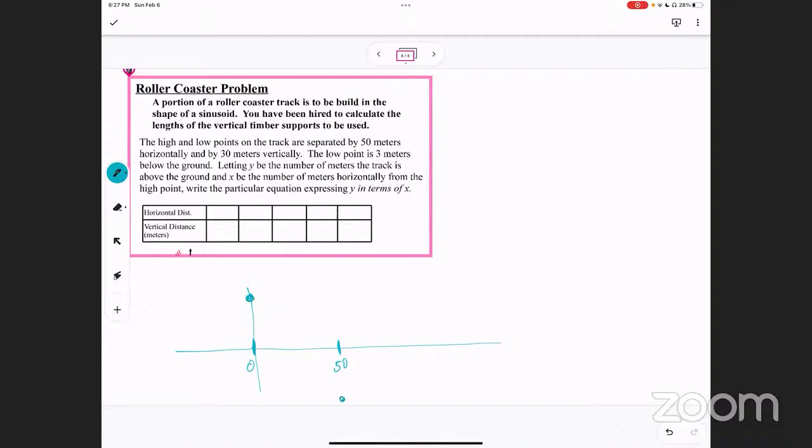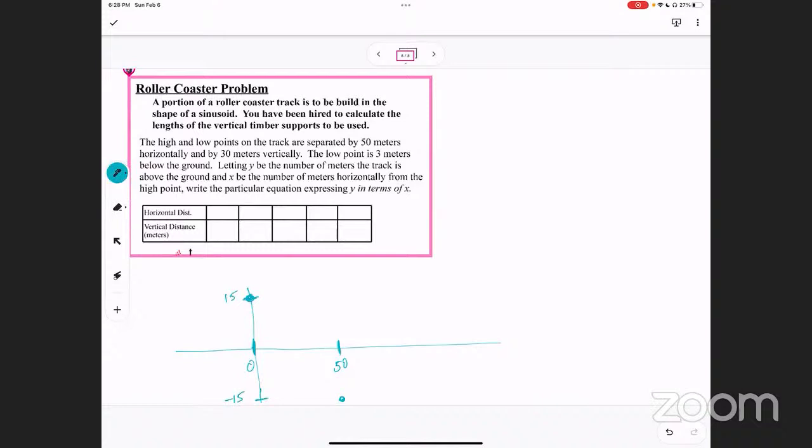Okay, so let's say that this is the high point and this is the low point. Do you see why I'm doing that? This is going to be a cosine graph. And by 30 meters vertically. So what distance is this going to be here, this full distance? What did it say? It would have to be 15 meters. That's right. Very good. This would have to be 15 up here, and this would be negative 15 down here.